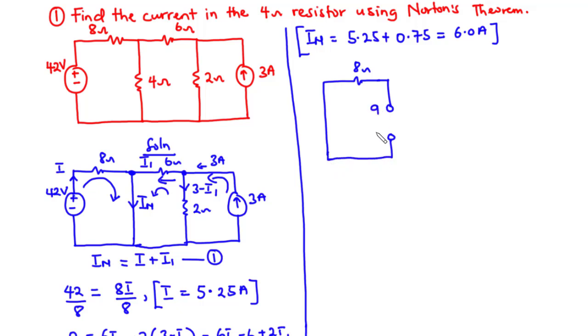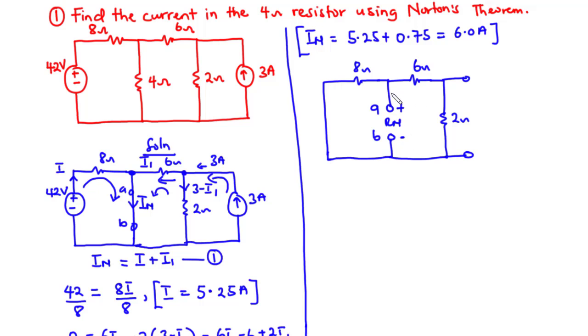We have the two terminals A and B. So that is Rn. And then we have the 6 ohms here. We also have 2 ohms. And then this becomes an open circuit. So to find the value of Rn, let's assume that we have a voltage source here.